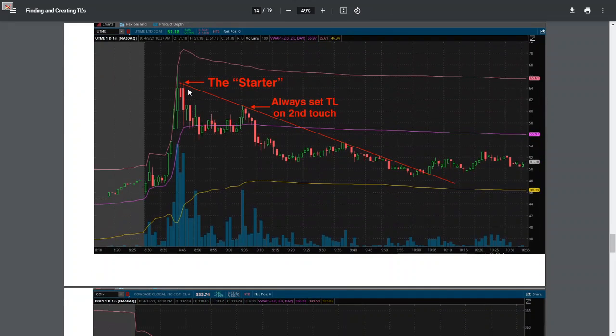The starter. Nice high of day push, right? Usually that's what a downtrend is going to come from. Usually your high, not always, but a lot of the time from your high of day push. Then we have the second touch. That's where it's set in here now. Now we know this is your new resistance. This is a trend line. We come up to it, we're going to keep failing, right? Fail, fail, fail, keeps failing.